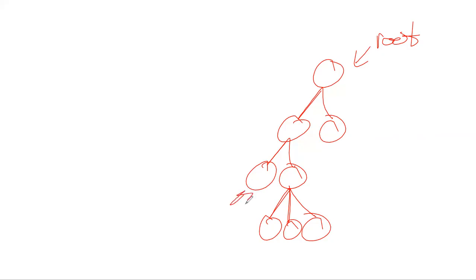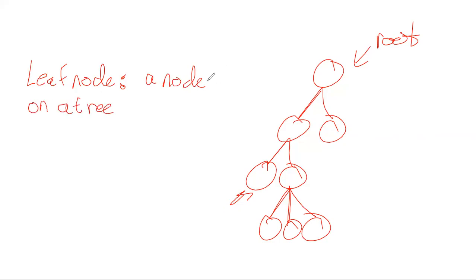All right, and lastly, if we have a tree, we define the root of this tree. Note that in a sense, it kind of looks like a tree that's been inverted. We have the trunk, the root of our tree, here at the top. These nodes here at the bottom, the nodes that have no children, are called the leaves of the tree. So a leaf node is a node on a tree with no children.